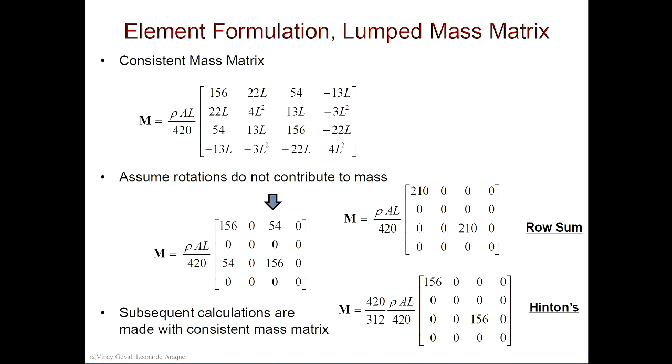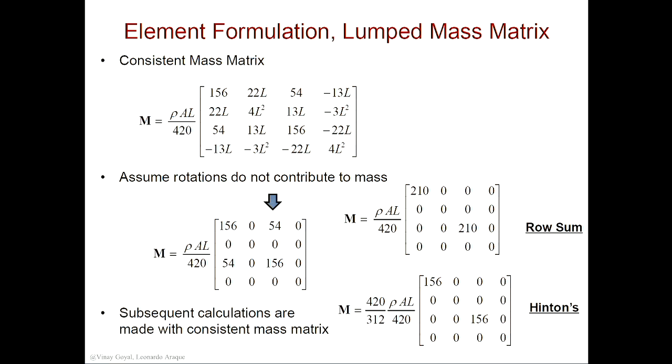The second thing they do, the row sum approach, basically adds this row and puts them all in this location. So what is that? That's about 210. So I put 210 there and 210 here. Now, rho AL over 420 times 210 is rho AL over 2 there. So I'm putting basically half of the mass on one node and the other half of the mass on the other node. That's what that method is doing. And then here at the bottom right is Hinton's rules method.